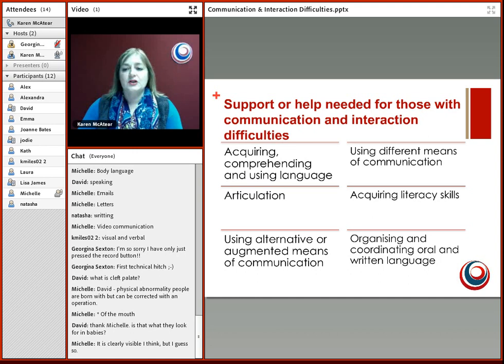So we want to use a variety, or try at least a variety, of different means of communication to be able to help that child communicate. We want to help them acquire literacy skills. We want to help organise and coordinate oral and written language. So these are all our aims by supporting those with communication.